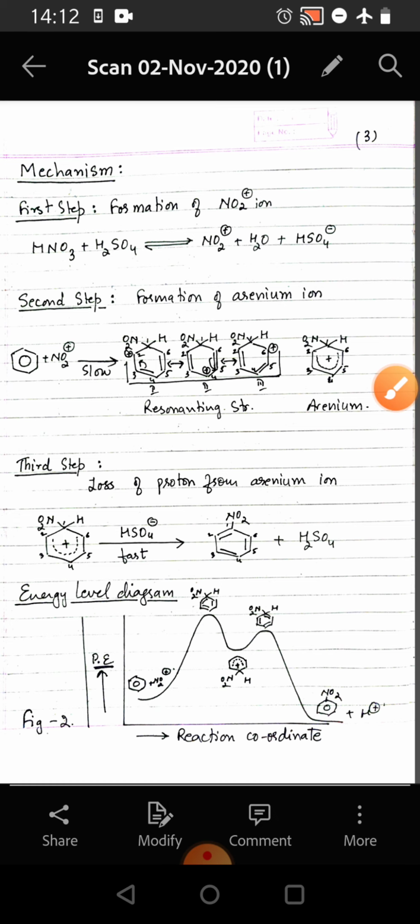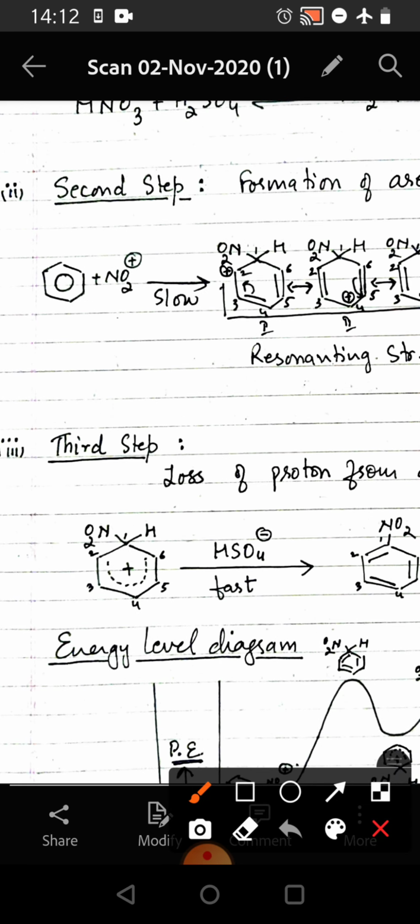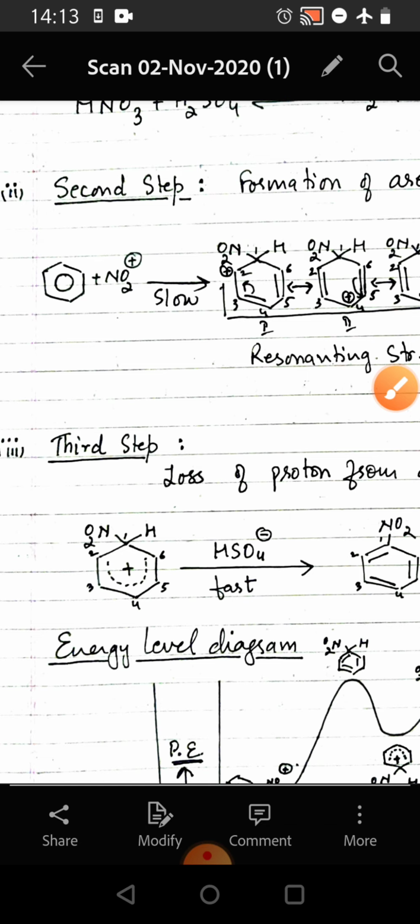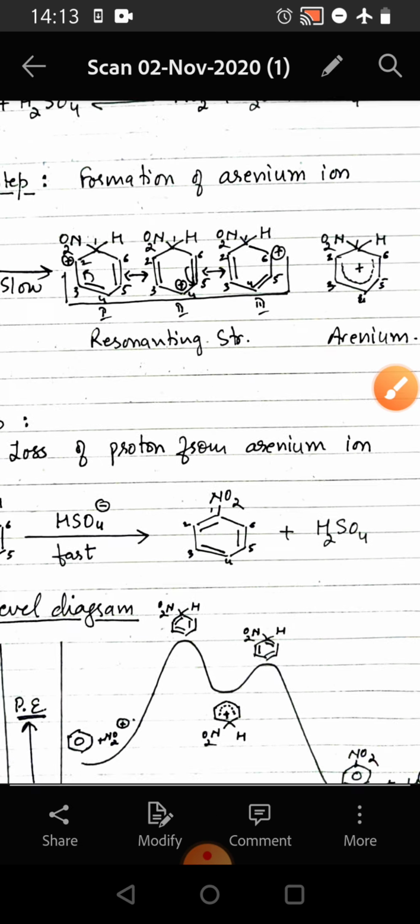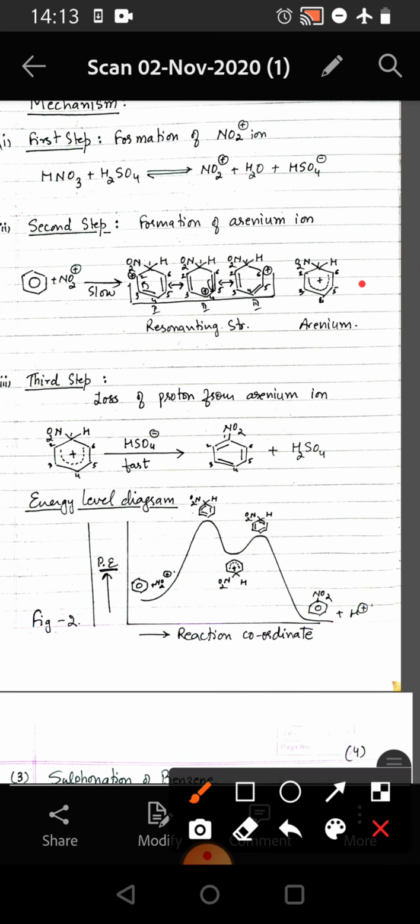In the second step, the NO2 plus reacts with benzene, and like before, one of the double bonds between the carbon and carbon of the benzene moves out of the benzene ring and forms a covalent bond with NO2 plus. In doing so, one of the carbon atoms develops positive charge, and by migration of the electron pairs within the ring, the positive charge also migrates from second position to the fourth position to the sixth position, and thus different resonating structures are formed, and the hybrid of these resonating structures is called arenium ion.